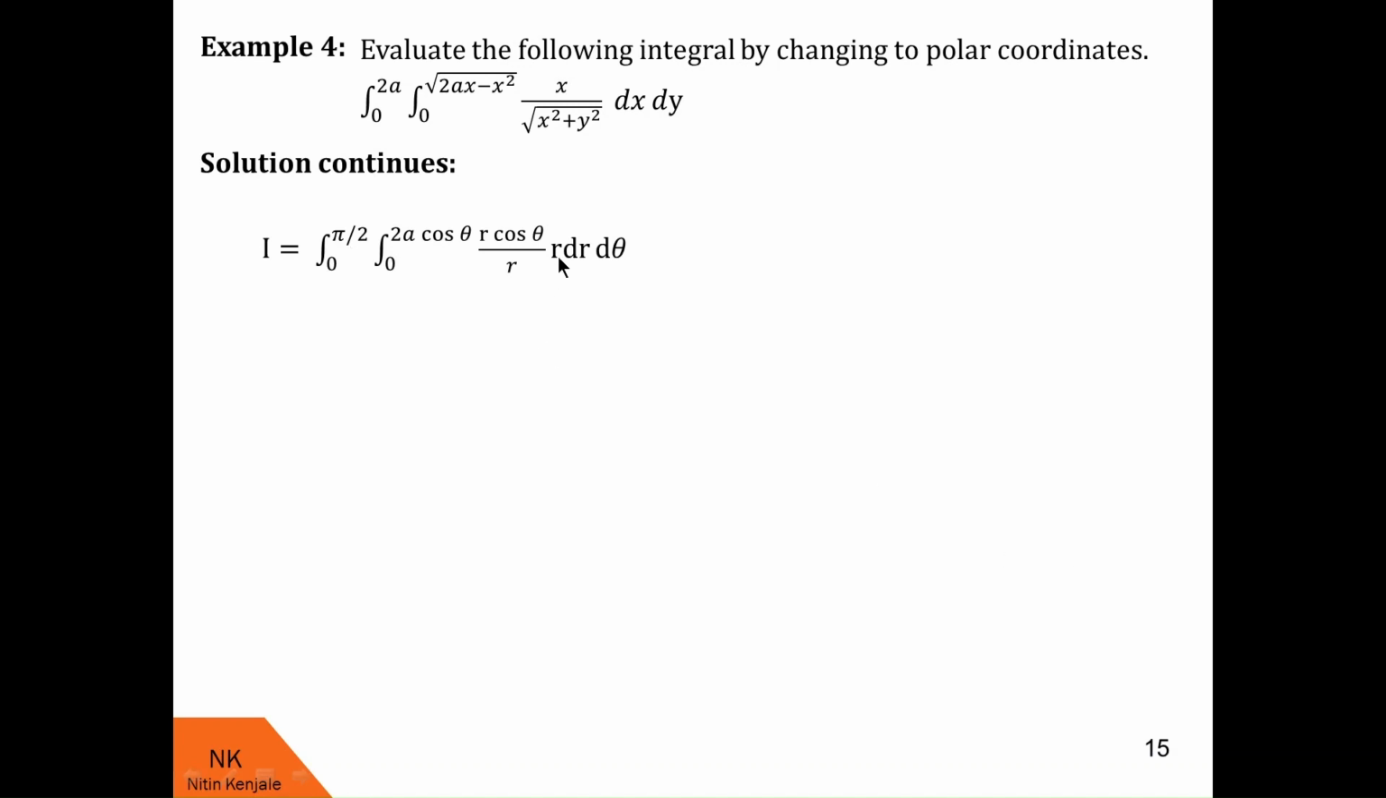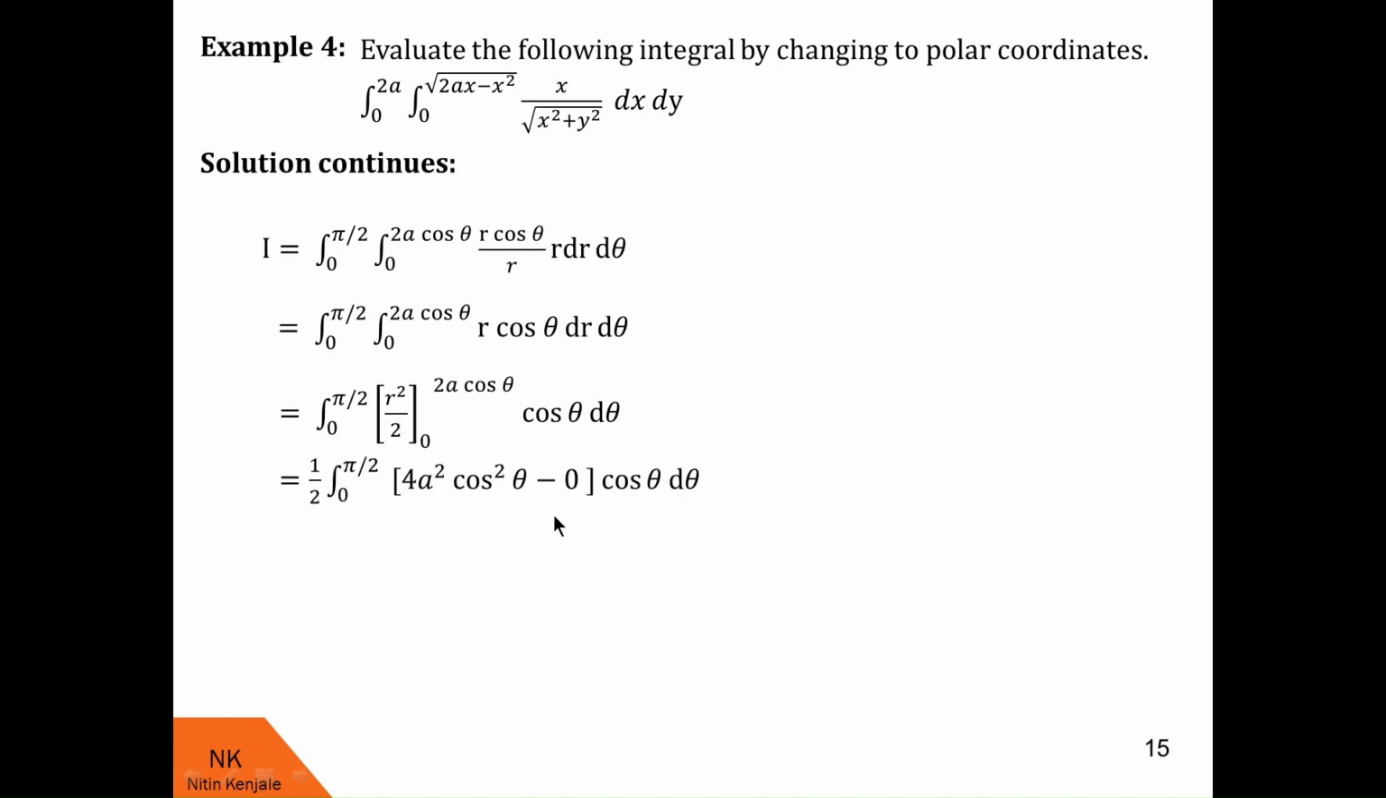Now this r and this r will get cancelled. So in integrand we get only r cos theta. Let us integrate this with respect to dr. For that we keep cos theta constant. Integration of r is r square by 2 over these limits 0 to 2a cos theta. Substituting these limits in r and taking out this 1 by 2, we get 2a the whole square, that is 4a square into cos square theta minus 0.